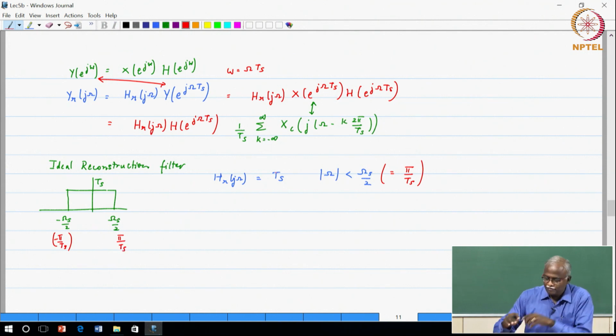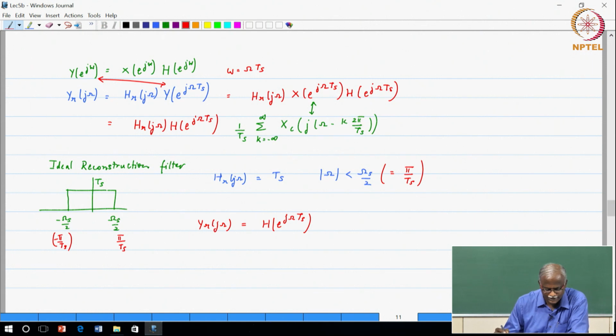Okay. So, this is a filter that will cut off everything that is outside. Notice that even the first image of the copy of XC will be outside of this range. So, if I implement this property here, then YR of j omega, using the property of a reconstruction filter, we can then say is nothing but He of j omega Ts and only the first copy of the spectrum, that of the expression that is in green.